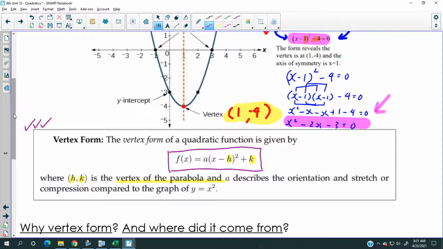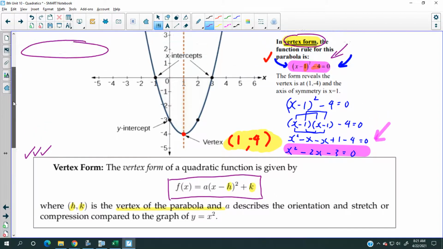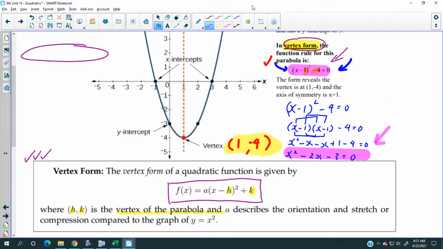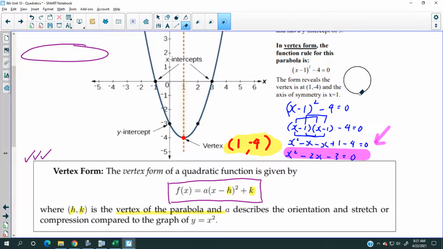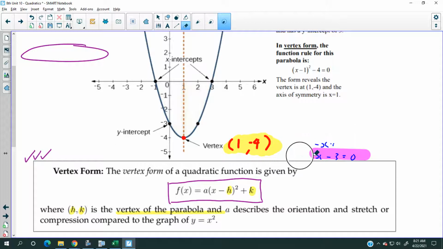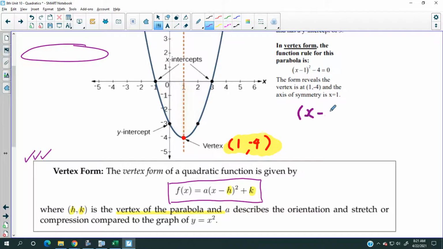So now, I don't know if you've noticed this very tiny little detail. It's a very, very tiny detail. So what I'm gonna do is erase all this stuff that I wrote on the side right now, and I want to just focus on this particular equation. I'm gonna write it out again. So here we got x minus 1 squared minus 4 equals 0.